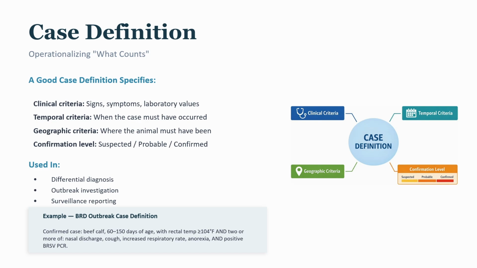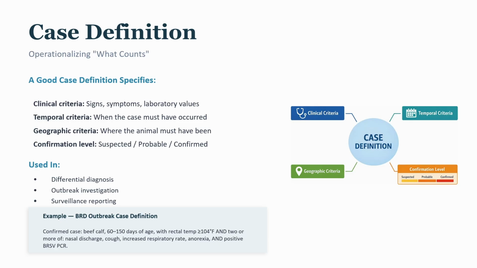Clinical criteria specify the signs, symptoms, and laboratory findings that must be present. Temporal criteria specify when the illness must have occurred, particularly important in outbreak investigations where you need to define the time window of the outbreak. Geographic criteria specify where the animal must have been, also critical in outbreak investigations to define the affected area. And confirmation level stratifies cases into suspected, probable, and confirmed categories, recognizing that not all cases will have the same level of diagnostic certainty. Case definitions serve multiple purposes.